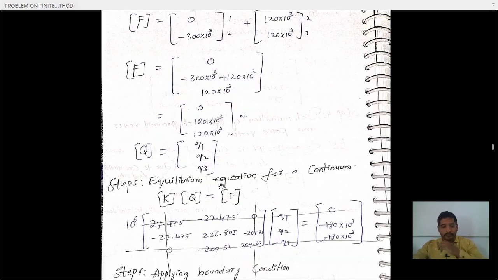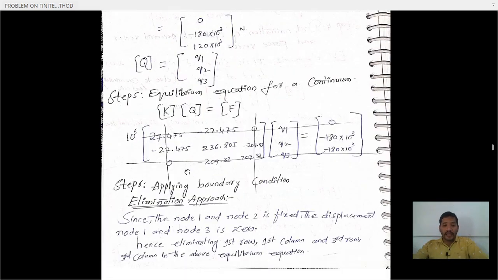After that, we need to find out the nodal displacement. Q is equal to Q1, Q2, Q3, because we have the 3 nodes. For that reason, the nodal displacement acting at the first node is represented by Q1, the nodal displacement acting at the second node is represented by Q2, and the nodal displacement acting at node 3 is represented by Q3.